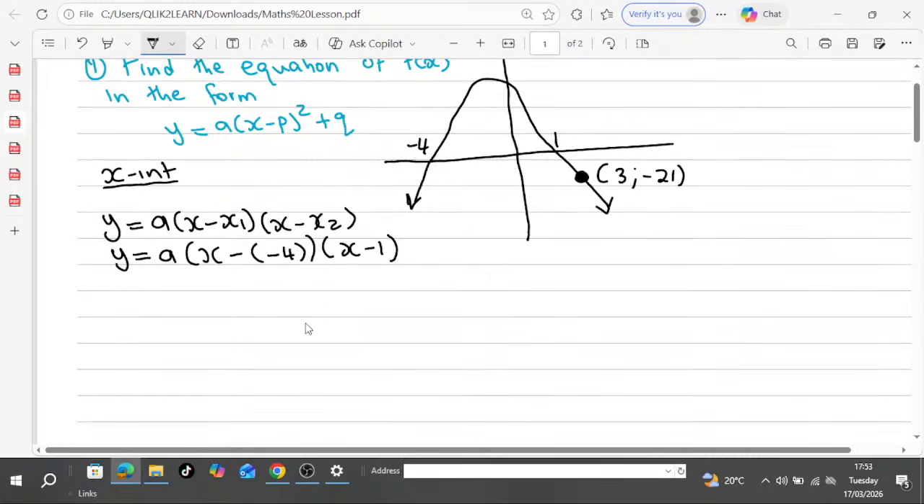Okay, so now we can multiply out the negatives and write this as y equals a into (x plus 4) into (x minus 1). Now what I need you to do is to substitute any point on the graph, and we only have one point, which is (3, -21). So we need to sub in the 3 and the negative 21.